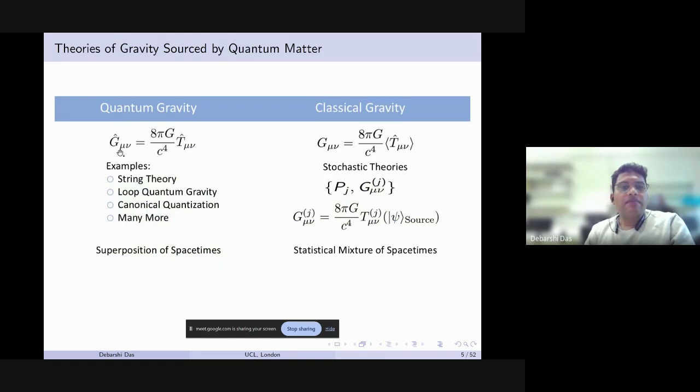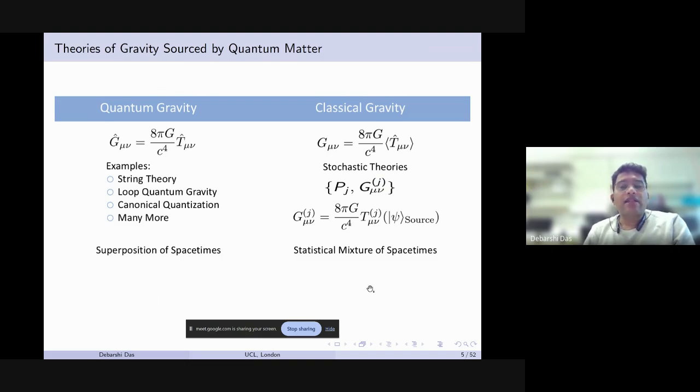One solution is to make G mu nu an operator as well. This gives rise to the quantum theory of gravity. Till now, various proposals have been put forward for quantum gravity, for example string theory, loop quantum gravity, canonical quantization, and many more. All these quantum theories of gravity tell us that if we prepare a mass in a spatial superposition, meaning the mass can be here and there at the same time, then the gravitational field sourced by that mass should be quantum in nature. This is this class of gravity theory.